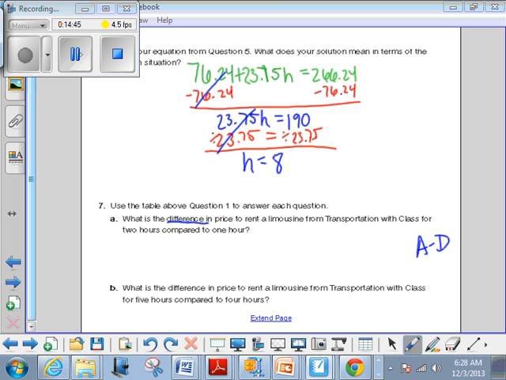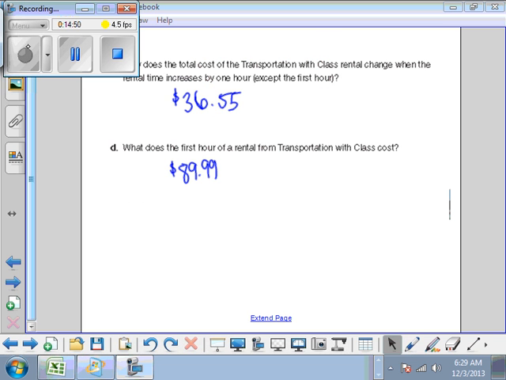Okay, so you should have found from working out A and B, when you found the difference between the first and second hour and then between hours 5 and 4, that the difference was consistently $36.55, except for the first hour. So what does it cost to rent for the first hour? Well, hopefully we just looked at the table, and it's $89.99.